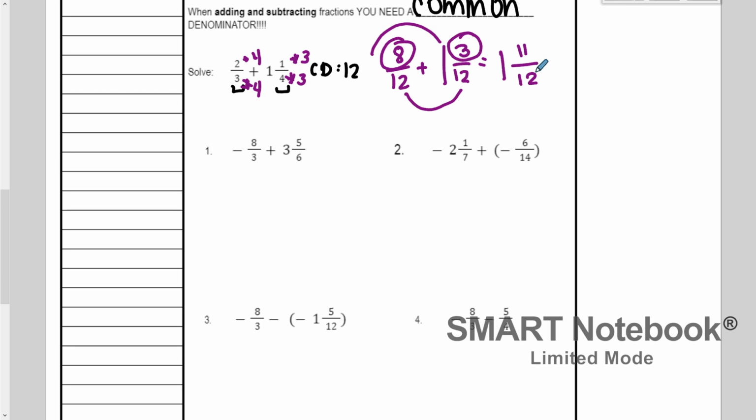You could also do that by making this fraction improper. You would have 8 twelfths plus 12 times 1 is 12 plus 3 is 15 twelfths. This would get us to 23 twelfths. Then when we simplify that back, it would be 1 and 11 twelfths, because 12 can go into 23 one time. We'd have 11 twelfths left over.